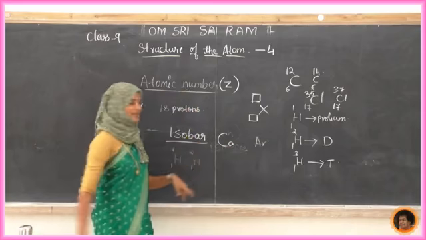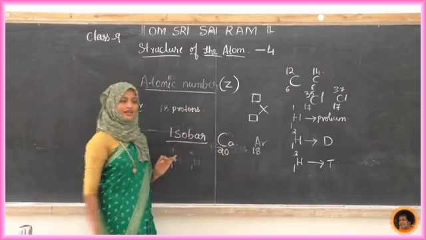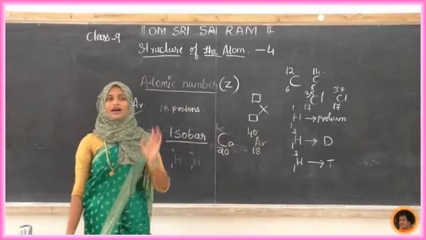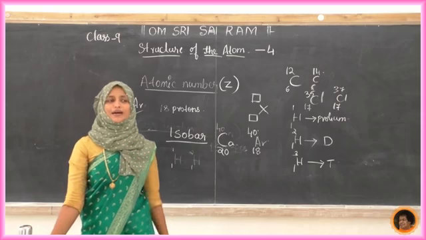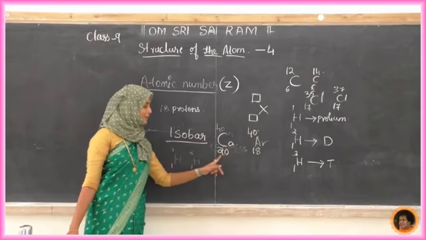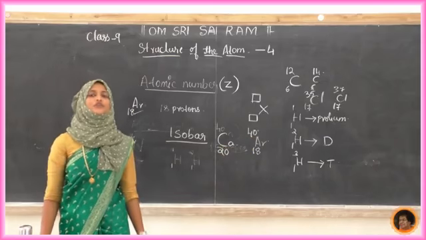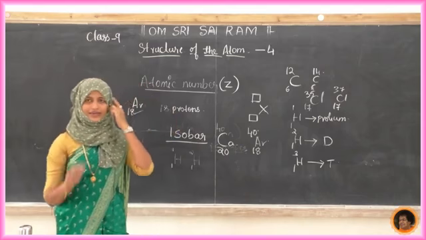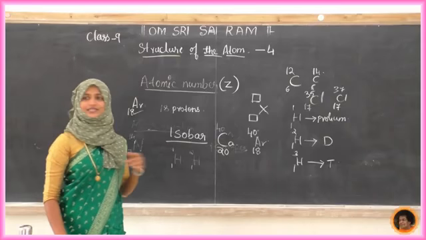What is the atomic number of calcium? 20. Argon, we already know, is 18. Here calcium-40 and argon-40 is a simple example of isobars. You can collect more and more examples of isobars. What is the condition? The mass number is the same for two atoms, but the atomic number is different. So the element itself is different. In isobars, the element is different; in isotopes, the element is same.